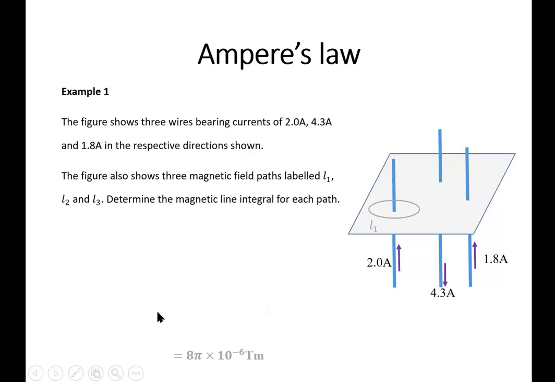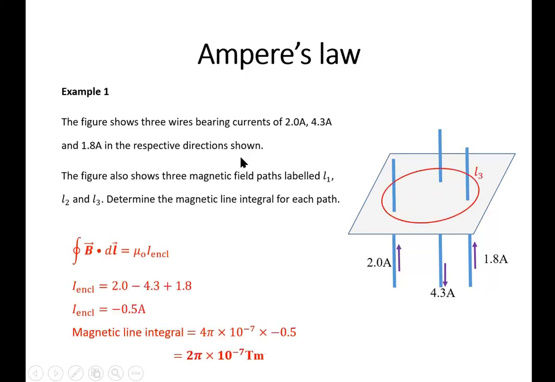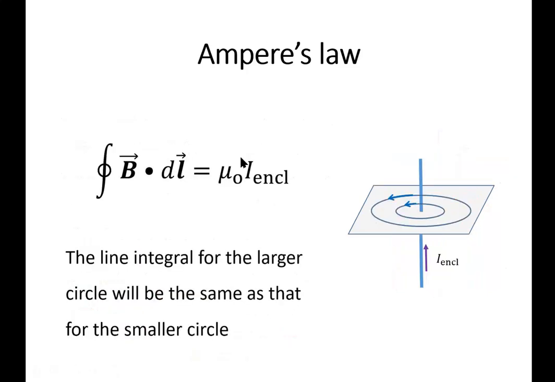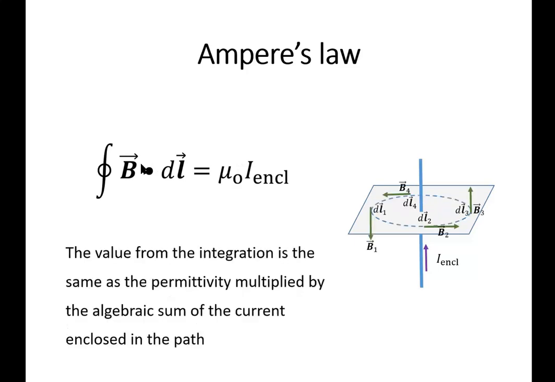Alright, that's all we have for Ampere's law. Let me just remind you what the law says. It says the magnetic line integral is equal to the current enclosed multiplied by the permeability of free space. That's what Ampere's law tells us.